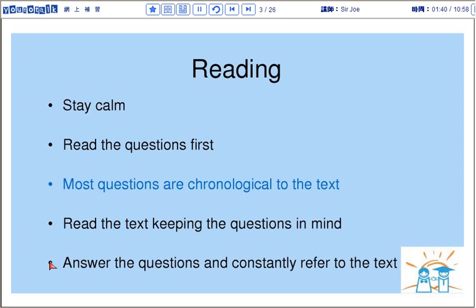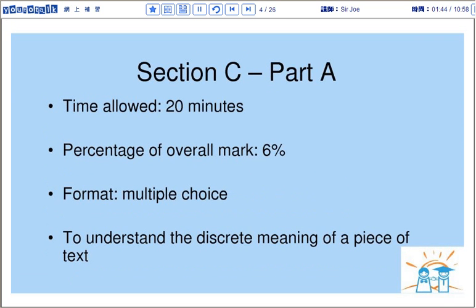This is just a rundown on what Part A is about. In the exam, you'll be given 20 minutes to answer Part A, and Part A is worth 6% of the whole of the UE mark. It will be multiple choice, so there will be one correct answer out of the 4 choices that you have.